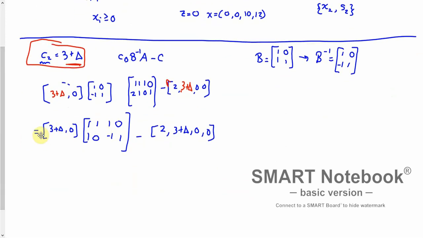So now I need to perform this matrix multiplication, which is going to be a little bit annoying since it has a delta in there, but that's not too hard. We can do this row by column, row by column, row by column, and so on. So let's see what we get. That will be 3 plus delta in the first spot, 3 plus delta in the second spot, 3 plus delta in the third spot. I made this too easy, huh? And 0 in the fourth spot.